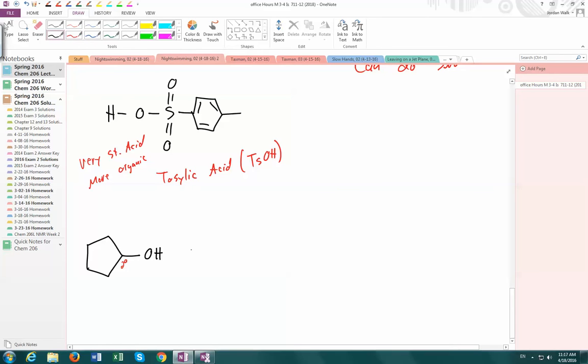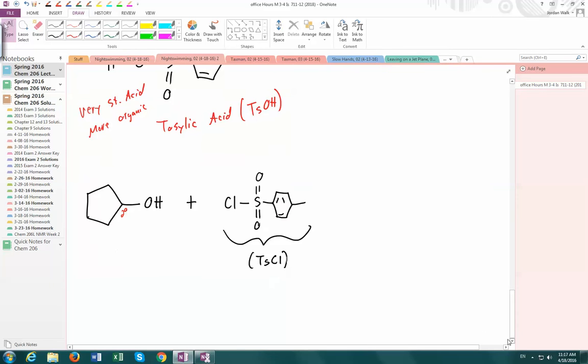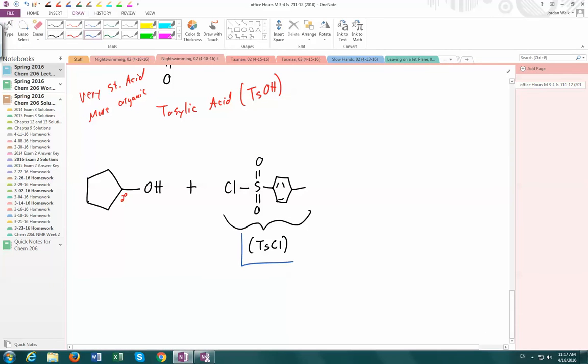All right, so you're not going to be responsible for this mechanism. I just want to show you how we get from one to the other. And so what we're going to do is not use tosylic acid because we're not going to be able to react that with an alcohol. So actually, what we're going to use is tosyl chloride. And that's the key part that you need to have an idea of. You just need to be familiar with TsCl, tosyl chloride.